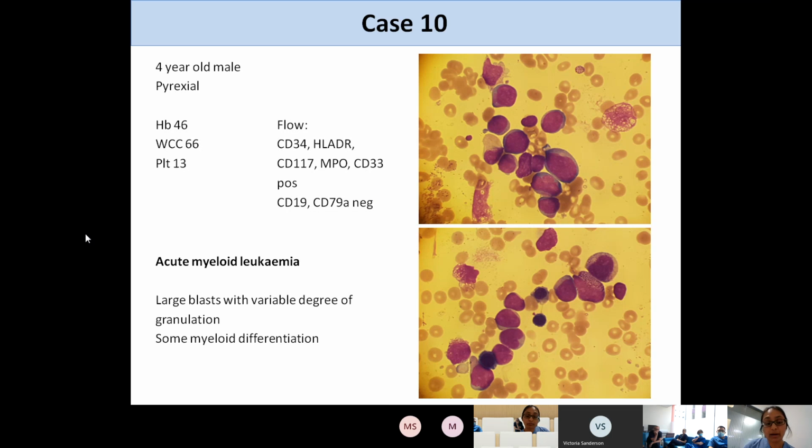This is an example of acute myeloid leukemia with large blasts with a variable degree of granulation and also a little bit of myeloid differentiation. So you can see here a normal, probably myelocyte here.